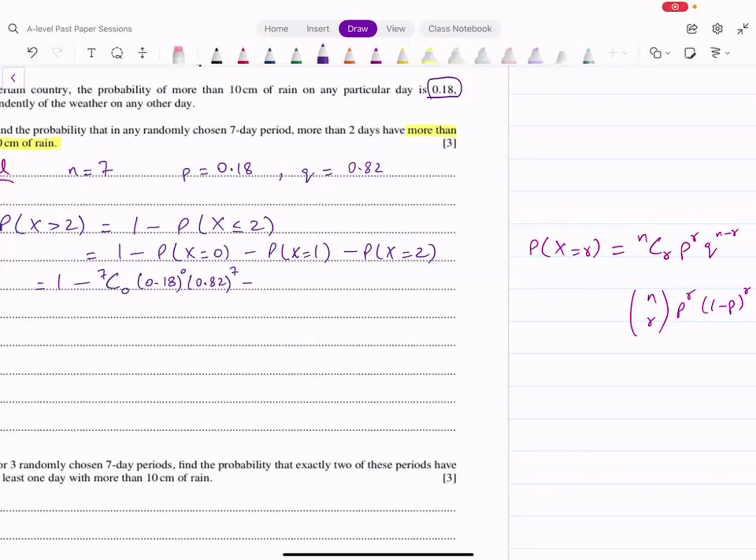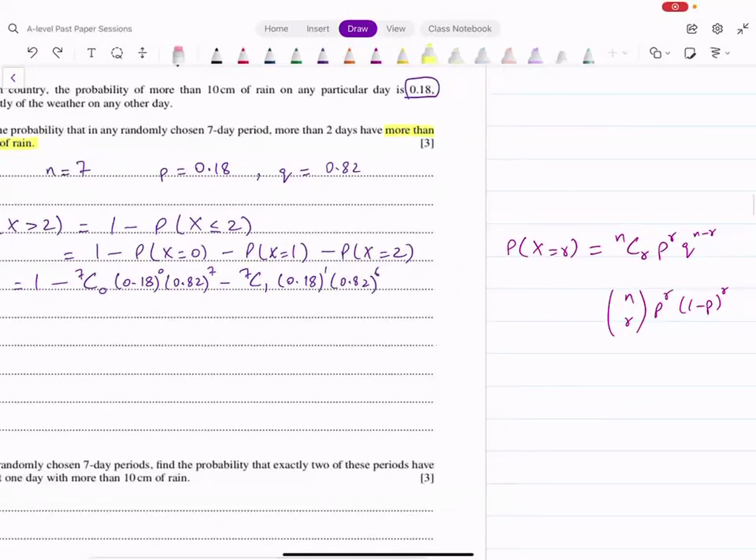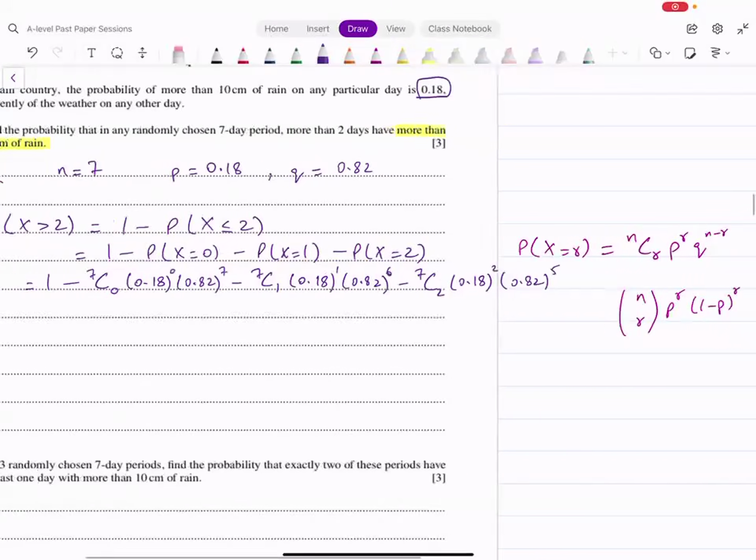Okay, minus 7C1 into 0.18 raised to power 1 into 0.82 raised to power 6. Remember, इन दोनों का sum हमेशा 7 आना चाहिए. ये भी 7 आना चाहिए, ये भी 7 आना चाहिए. जो भी आप calculation कर रहे हो, powers का sum यहाँ पे 7 होगा, because that's the total number n. Subtract from that 7C2 into 0.18 raised to power 2 into 0.82 raised to power 5, and that's going to give you the result. ठीक है?